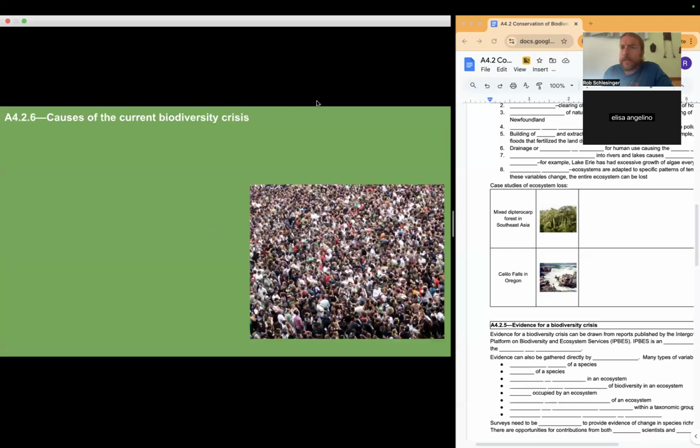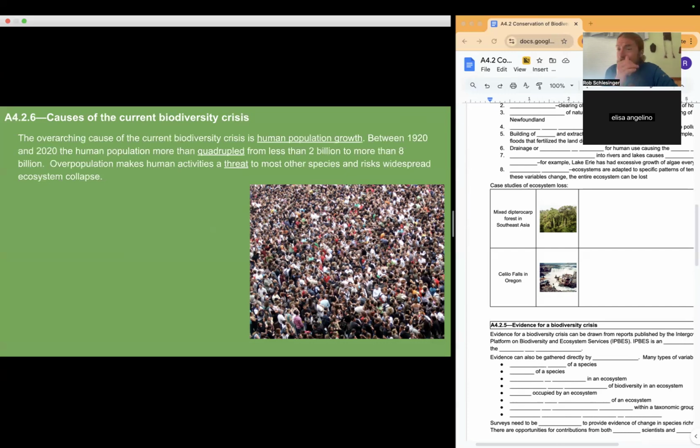So this is a bit redundant because I feel like we already talked a little bit about what's causing ecosystem loss and what's causing species loss, but this next bit, A4.2.26, just gets into more causes of biodiversity loss. And the biggest one is just the human population and how much it's grown. I think, are we up to 8 billion? Something like that. Yikes. That's a lot of people.